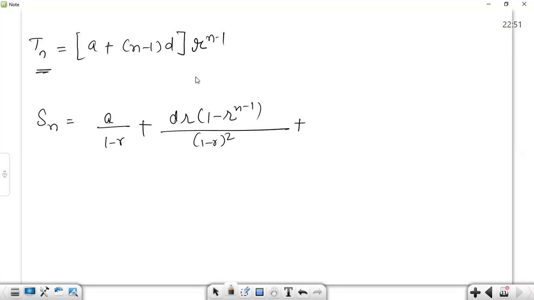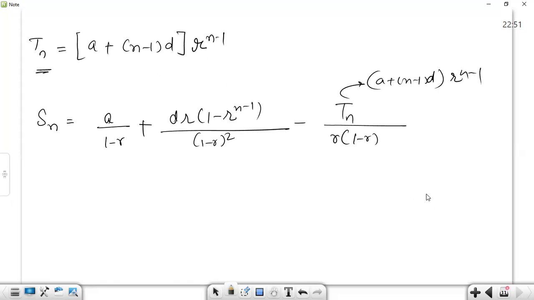Sorry, let me write it properly in a better way so that you will be able to remember it. Tn divided by r into 1 minus r, where Tn is basically a plus n minus 1 into d into r raised to the power n minus 1, the nth term of this series. Right?